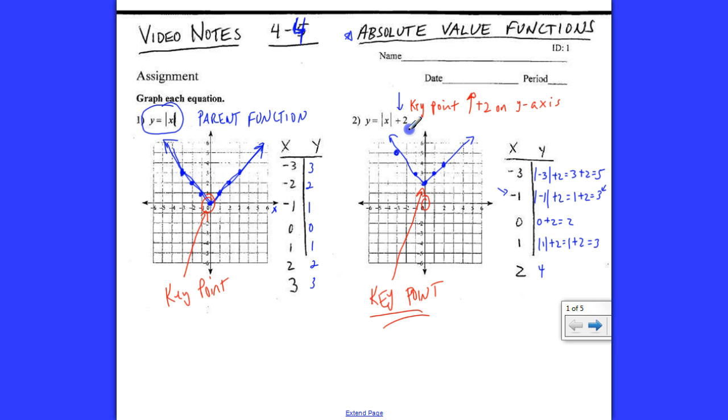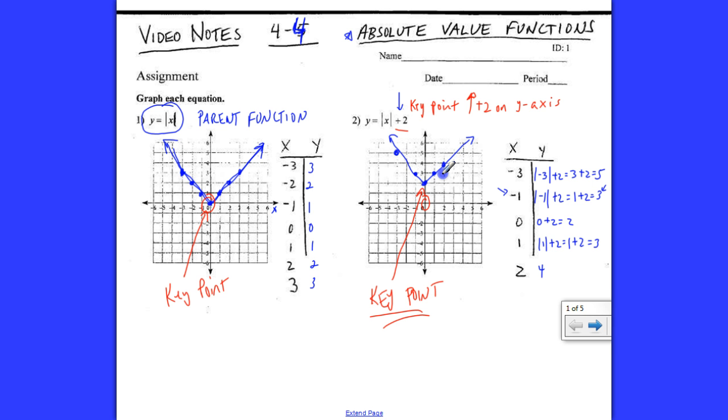And that will happen every time. If I add 2 outside of the absolute value, it's going to move it up. What do you think is going to happen if I go minus something? Hopefully you're thinking it's going to go down the y-axis. Okay, so that little hint right there will help me to identify that key point. The reason that's the key point is that's where that shape changes directions.